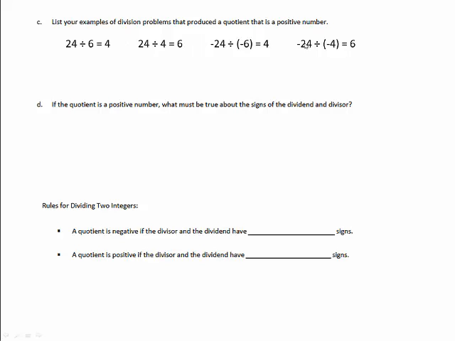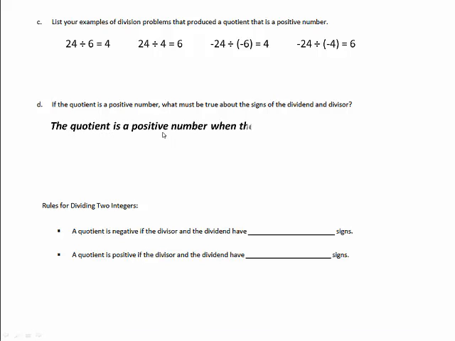All of these quotients are positive, however. I had 4 cards, I had 6 cards, 4 cards, and 6 cards. And what's true about the signs of all of these dividends and divisors? If I look, then I can see that my dividends and divisors here are both positive. Here, they're also both positive. In this problem, they're both negative, and in this problem, they're both negative. So in order to get a positive quotient, it looks like we need to have our dividend and divisor be the same sign.